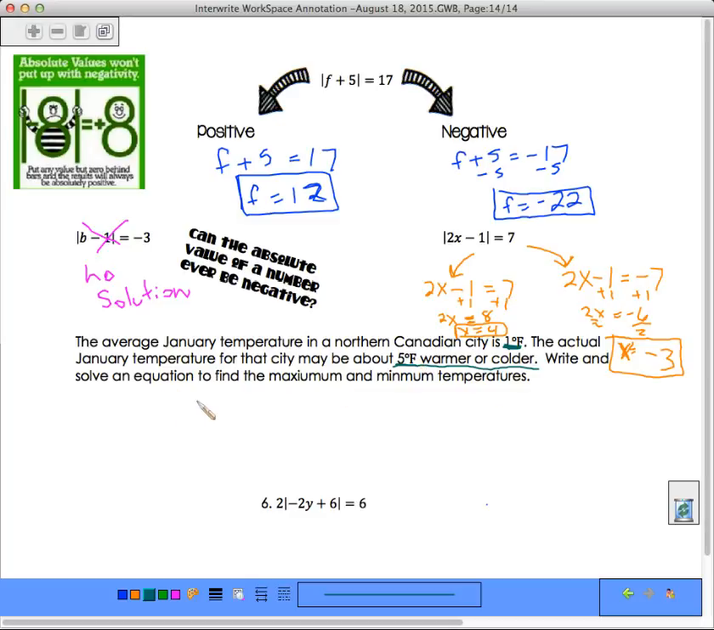So once again, I'm going to set it up. Absolute value of the actual minus the average. So here, the actual is what we're looking for. Let's just call it T for temperature, minus the average here is 1 degree. And it's always equal to how far away from it can be, how far of a distance it can have, which is our margin of error, 5.